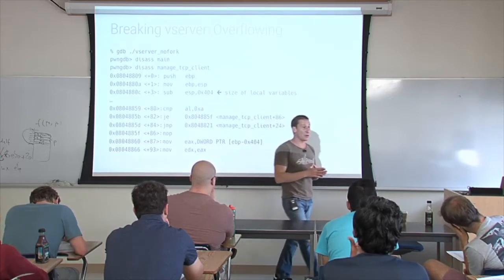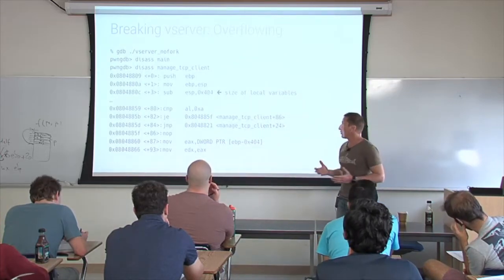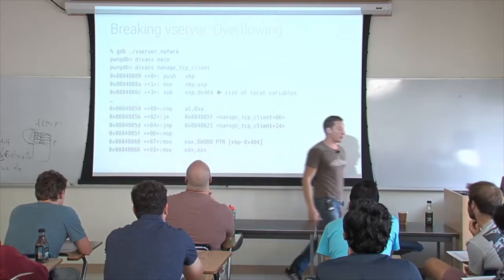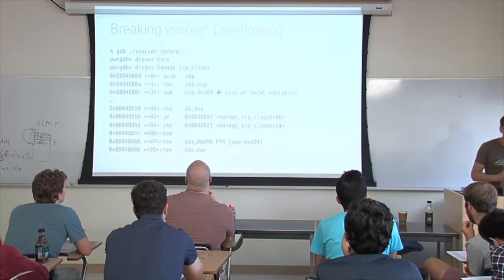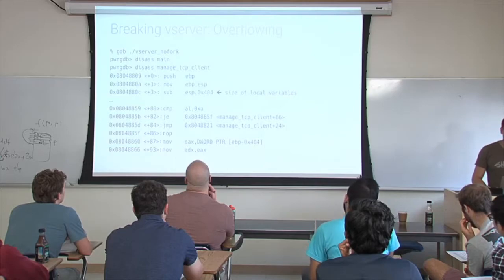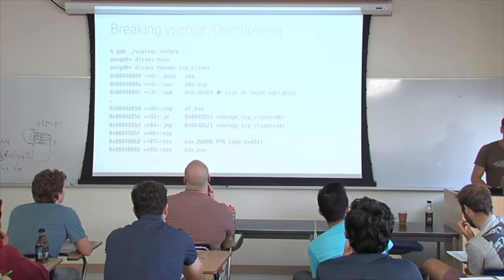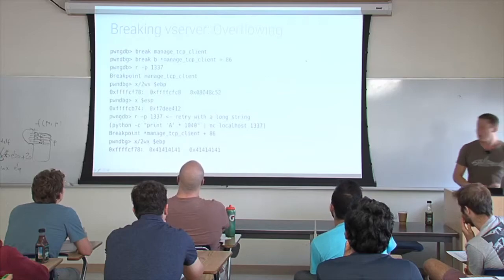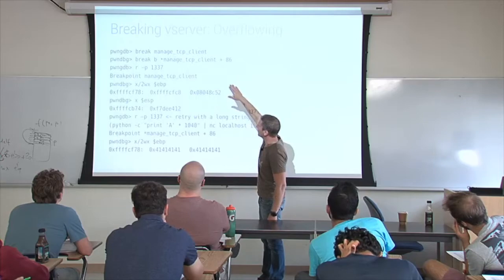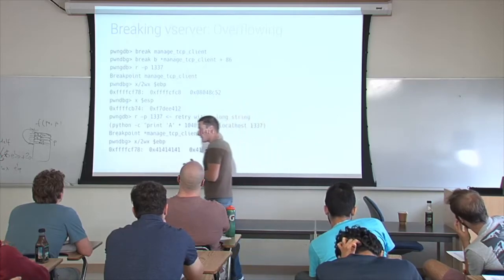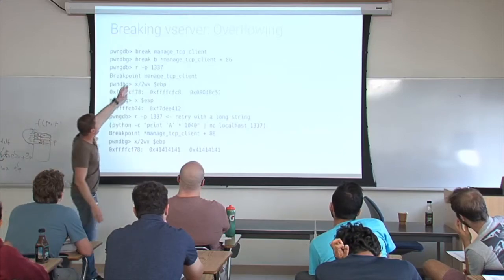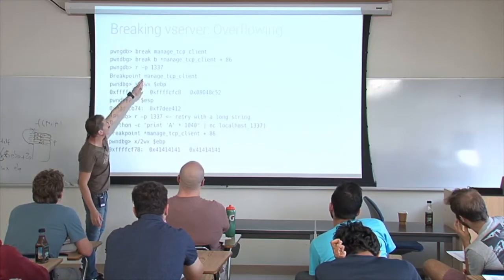You put in stuff, but you only stop with a new line. So here you already know that you have a buffer of 1024 characters. Think about it. The first thing that you would do in a situation like this, for example, is break manage TCP client. That means that, as you know in the debugger, whenever you get to that function, you want to stop. That's a typo. You can shorten it to b.